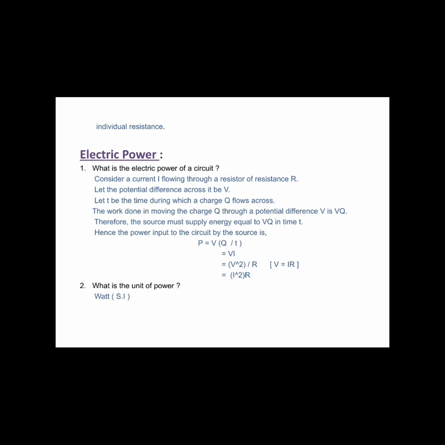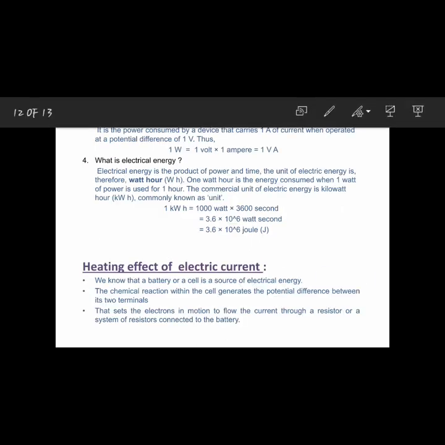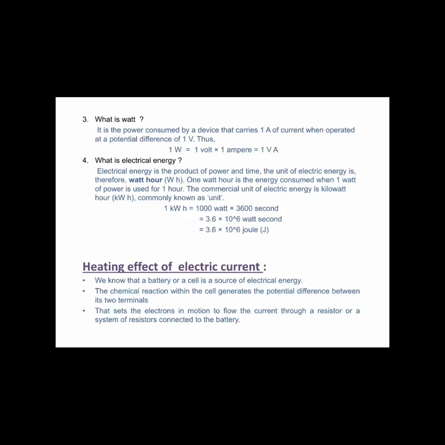Again, we know V equals IR. So, we can replace V by IR. So, power will be I square R. In another way, we can write P equal to V square by R. Now, what is the SI unit of power? SI unit of power is watt. What is watt? It is the power consumed by a device that carries 1 ampere of current when operated at a potential difference of 1 volt. Thus, 1 watt equals 1 volt into 1 ampere.